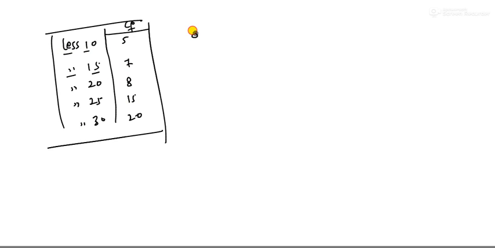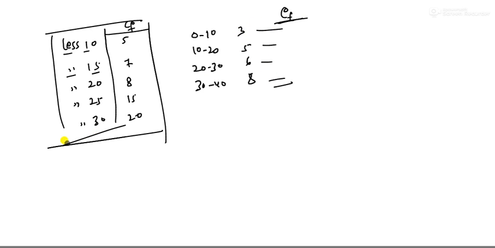But if they give like 0 to 10, 10 to 20, 20 to 30, 30 to 40, and here they will give 3, 5, 6, 8, it means they have not given cumulative frequency. Here you have to find cumulative frequency. Okay, so remember these two things, less than and more than, both of them they can give.